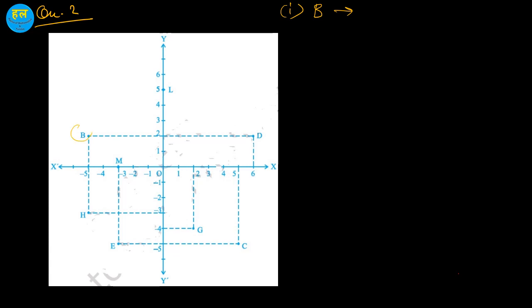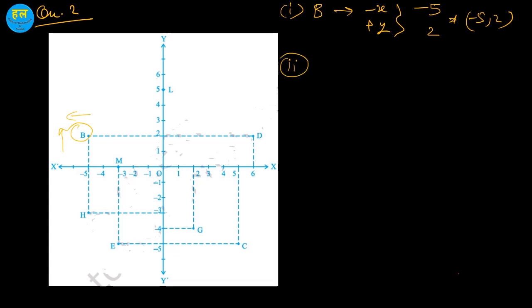So B is here. We have to find the coordinate. It is on the left hand side of the x-axis, and it is above the origin on the y-axis. Therefore the point will be negative x and positive y. Okay, so the coordinates will be negative 5 and positive 2. So minus 5 comma 2.